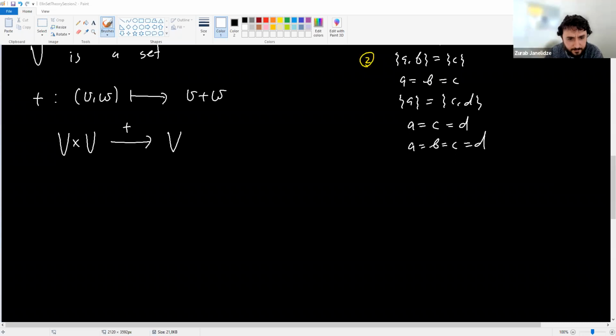Okay, yeah. Can you please explain why structure supersedes axiomatic formulation?